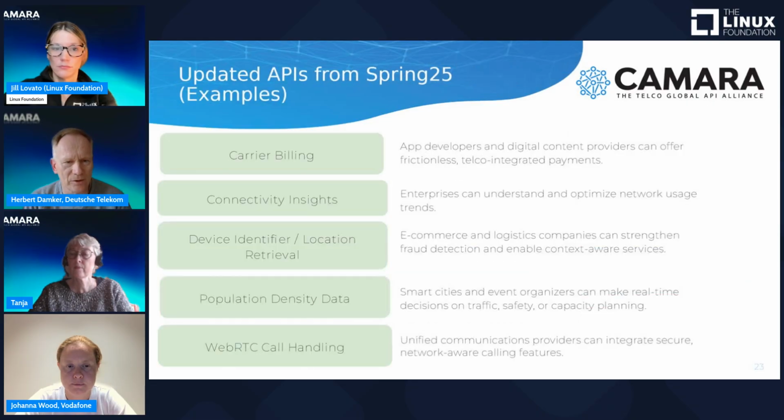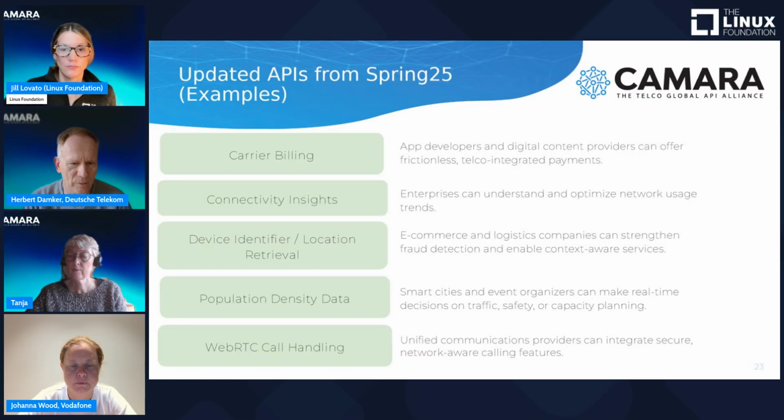We have a few examples here from our group of updated APIs, which were already available in Spring 25. Carrier billing, you can imagine what the functionality is behind it. I've seen in the chat a question about getting information about quality in real time about a session, that is connectivity insight.